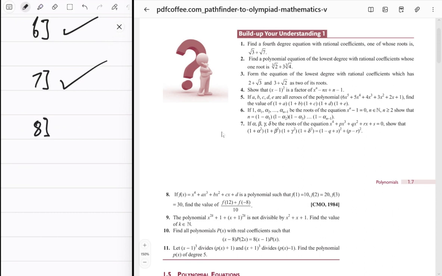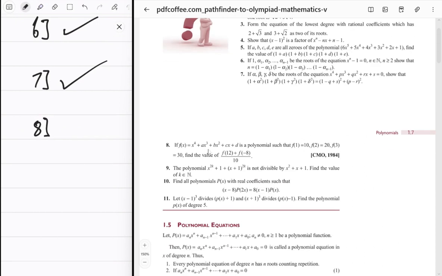8th is: if f of x is equal to x power 4 plus ax cube plus bx squared plus cx plus e, and it's a polynomial such that f of 1 is equal to 10, f of 2 equal to 20, f of 3 equal to 30, then find the value of this whole thing.